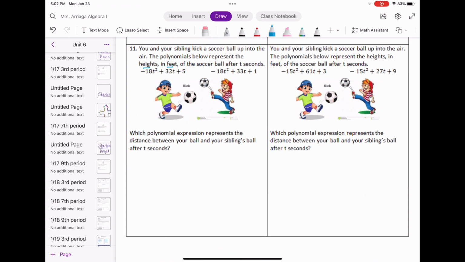Okay, so question 11 is talking about two people kicking a ball. Each height is represented by the polynomials. So it says, which polynomial expression represents the distance between your ball? Distance between, that means subtraction. So we're going to subtract your distance minus your sibling's distance with the ball. So let's write that blue polynomial minus the green polynomial.